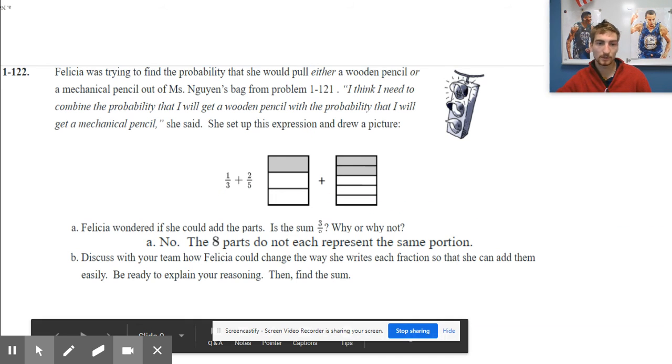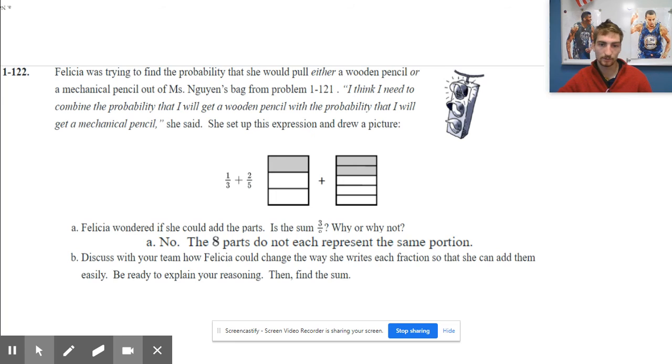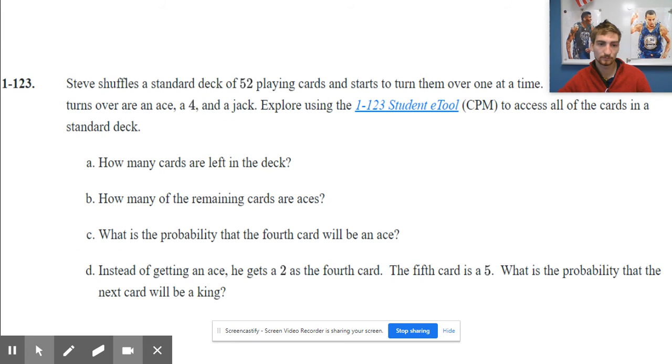So now you're going to discuss with your team, or if you're by yourself, how would we find that sum? Talked about it a little bit on the last slide. I jumped ahead, I apologize. But how do we find that sum? So you should find it by doing 5/15 plus 6/15. And that'll give you 11/15. All right, so it's all about making that common denominator.